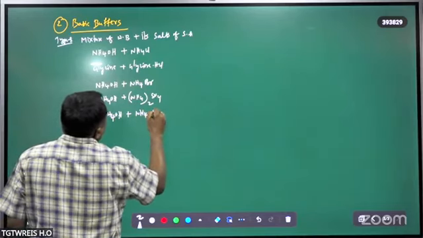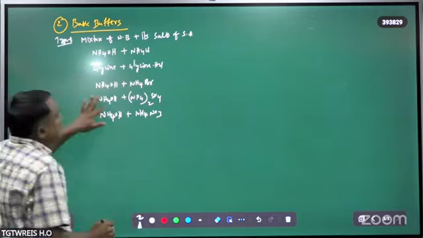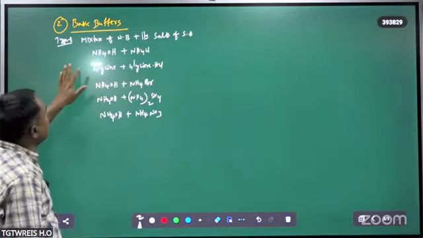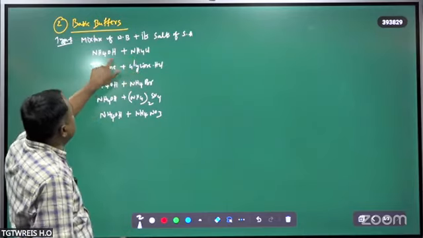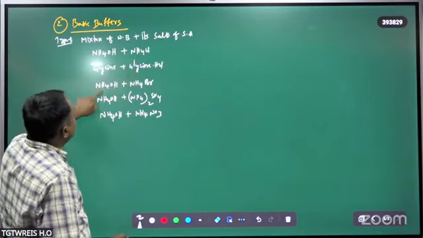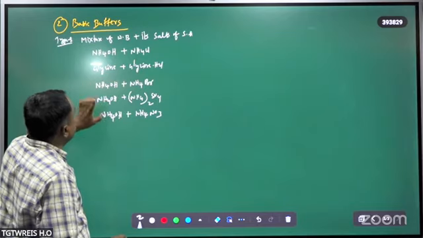So all these will act as buffer solutions. What kind of buffer solutions? These are the basic buffer solutions. Ammonium hydroxide is a weak base. Glycine is also a weak base. These also are weak bases.